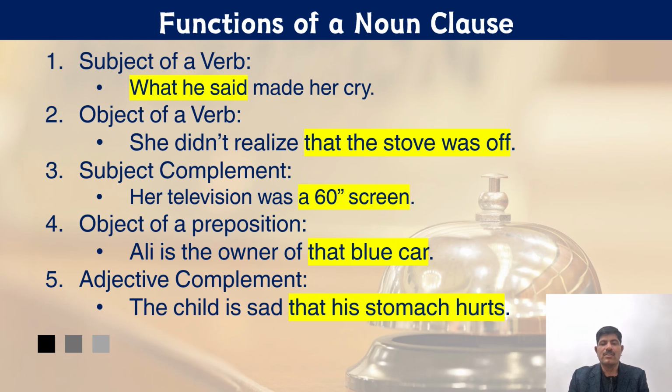It can be a subject complement: her television was a 60 inches screen. A 60 inches screen defines the television. And it can be the object of a preposition: Ali is the owner of that blue car. That blue car is the object of the preposition of. It can be an adjective complement as well: the child is sad that his stomach hurts. That his stomach hurts modifies the adjective sad.